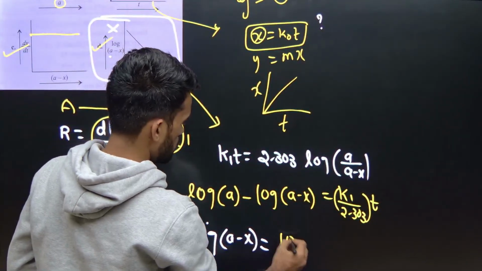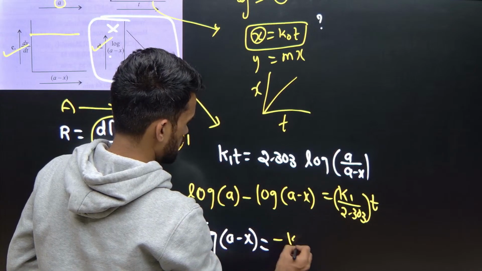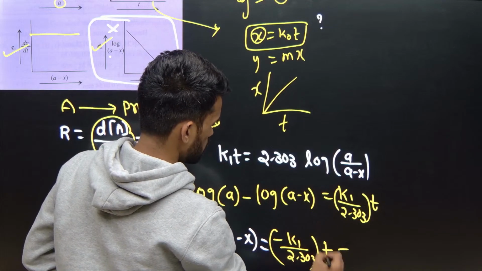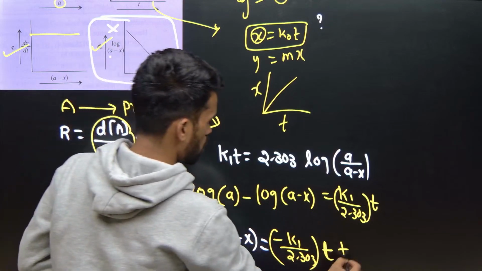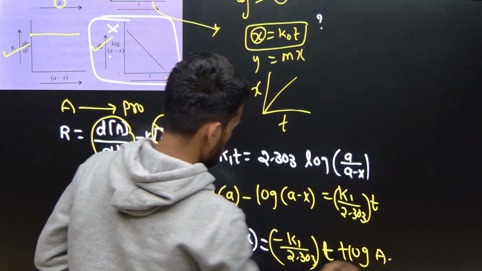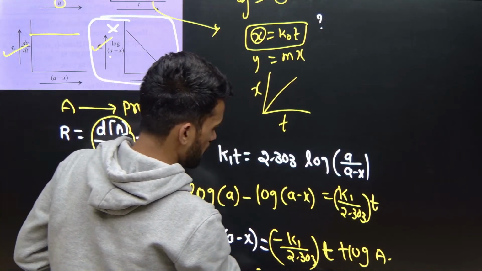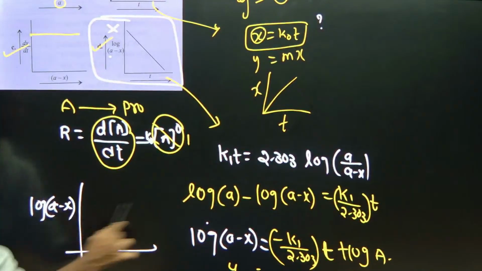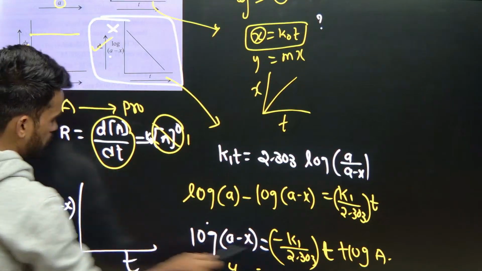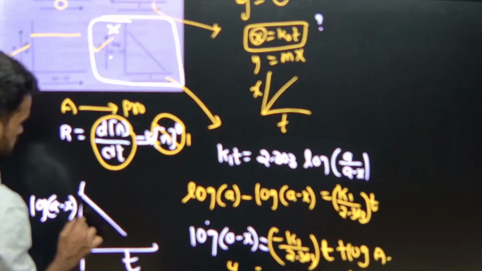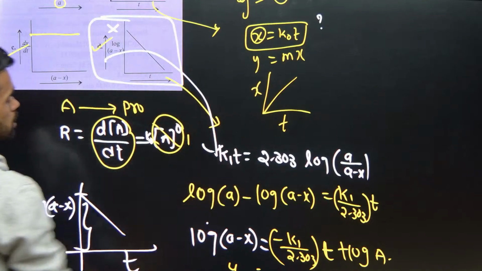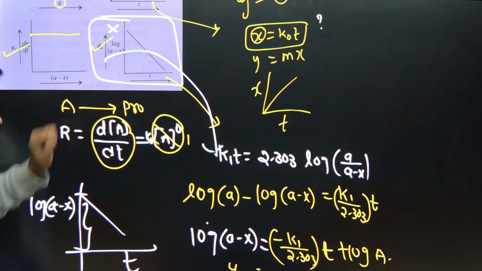it will be minus K1 by 2.303 into t plus log A, that is it. So it is a y equals mx plus c type graph. What is our y here? Log A minus x, and what is our x? t. The slope will be negative, and this is our intercept, log A. That's it. This will be the perfect representation for a first order reaction, but not for a zero order reaction.